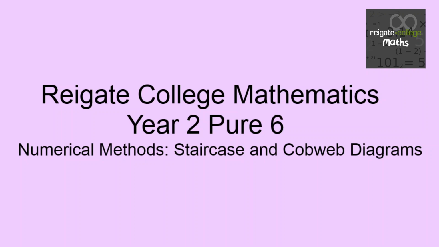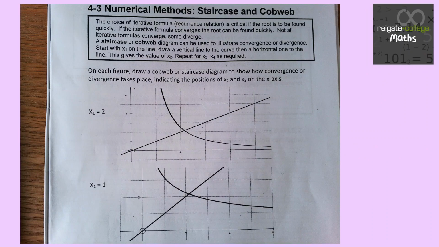This is Reigate College Maths, Year 2, Pure 6 Numerical Methods, and we're looking at staircase and cobweb diagrams. Following on from the last video where we looked at iterative formulas, we're going to have a look at how those iterations work on a graph.